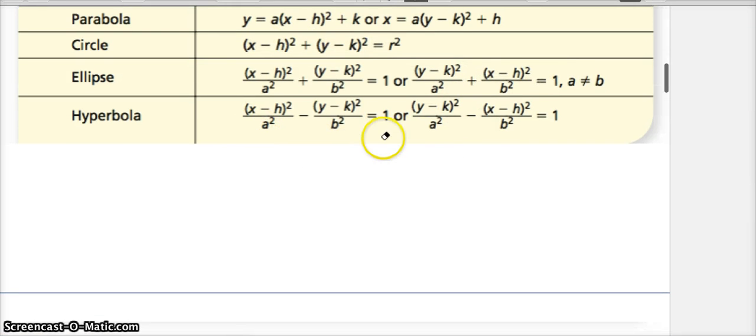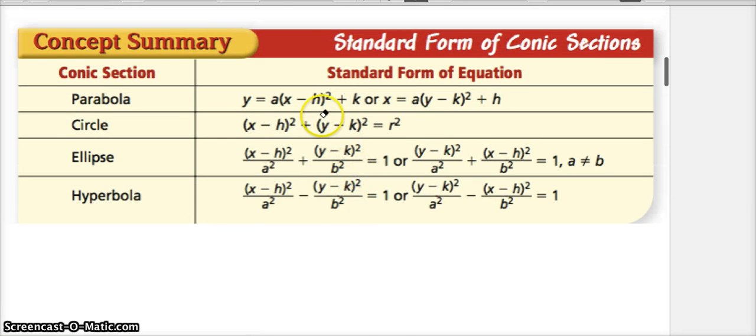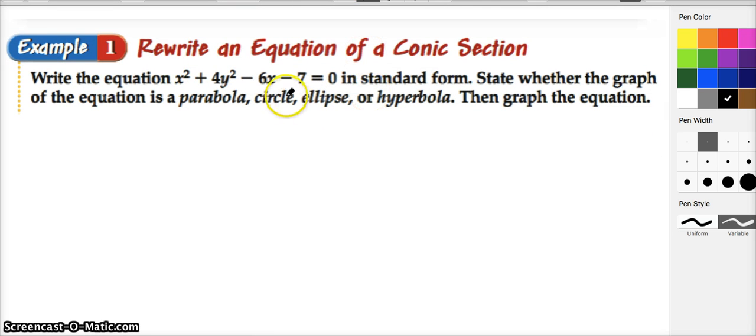And a hyperbola is its own thing. A and B can be the same. It's going to have a subtraction sign between the two terms. So that's just us getting a little bit refamiliarized with some of the concepts that we've talked about before. Let's go ahead and look at this first example.